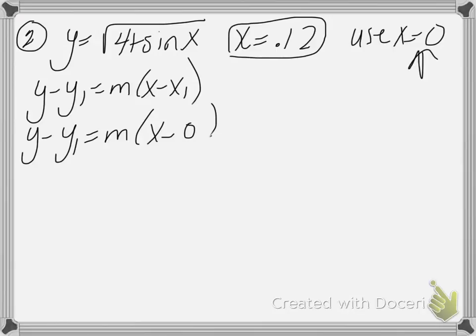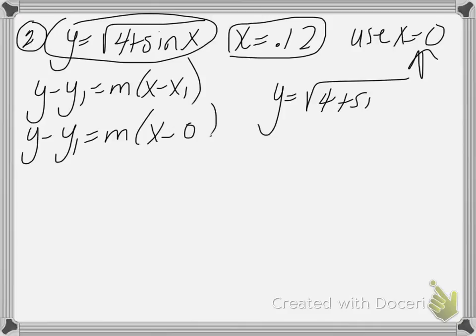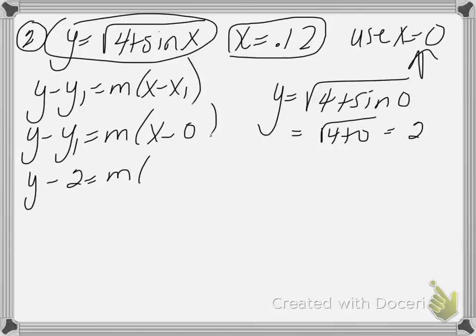Okay. Now, you need to find y. Well, if x is 0, all you have to do is plug it into y. So we're going to get y equals radical 4 plus sine of 0. Sine of 0 is 0, so you're just going to get 4 plus 0, which is the square root of 4, which is 2. Well, I don't even need those parentheses anymore, actually. Okay, so we're going to get that.